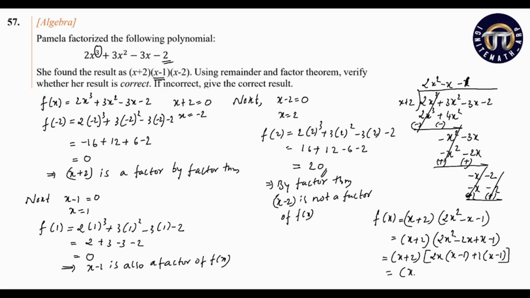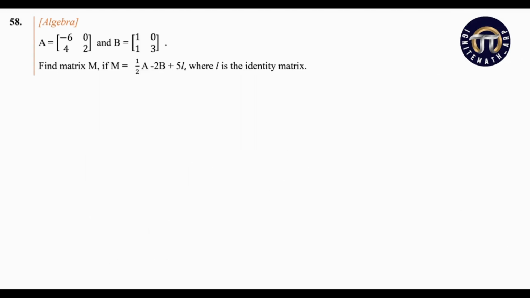So over here I can get this one as x plus 2, then x minus 1, then 2x plus 1 are the factors of f of x. Do not write the commas in between. They should be written in the product form only. See, this was the extra factor we found other than whatever Pamela has got. Clear, children? So next question is question number 58.